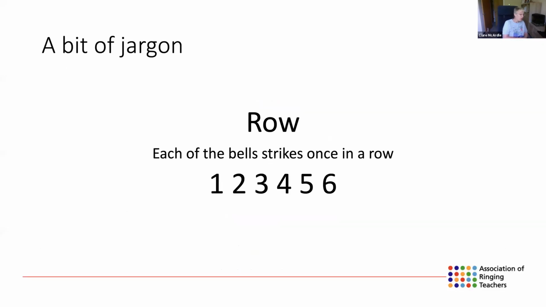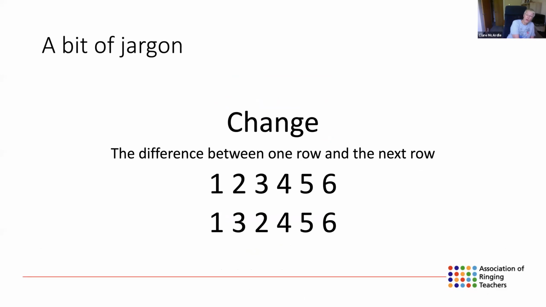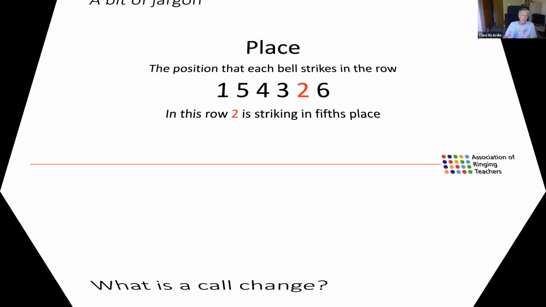Each of the bells strikes once in a row. The difference between one row and the next row is called a change. So bells can ring one place sooner, one place later than in the row before, or stay in the same place. In this change, 2 and 3 have swapped places with each other. Place is the position that each bell strikes in the row. And in this row, 2 is striking in 5th place. It's the 5th note to strike.